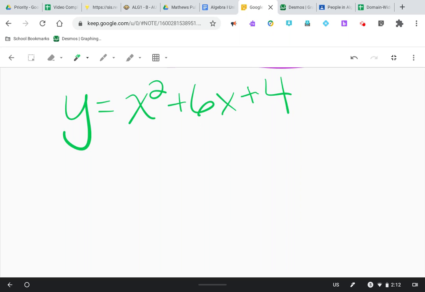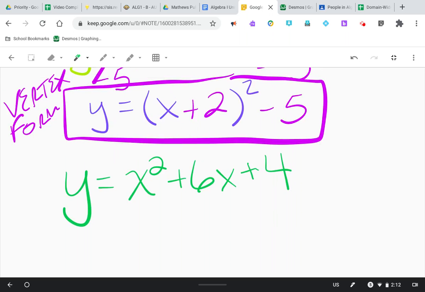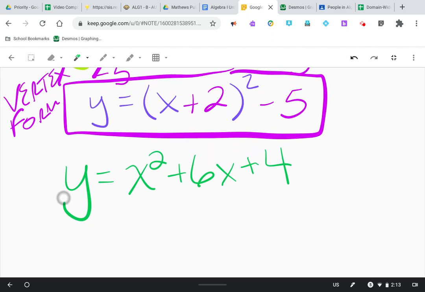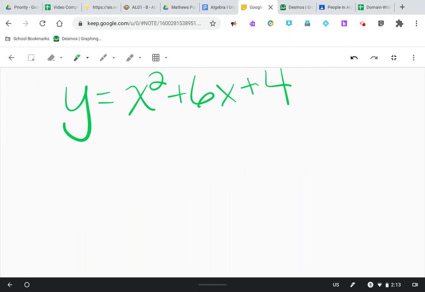So this cannot be factored, which is something I should have said earlier. Typically, if it's already factorable, you can go and do that. But when we're doing completing the square, again, our goal is to get it to look clean like this. And so we're not going to do factoring. We're going to jump straight into completing the square.